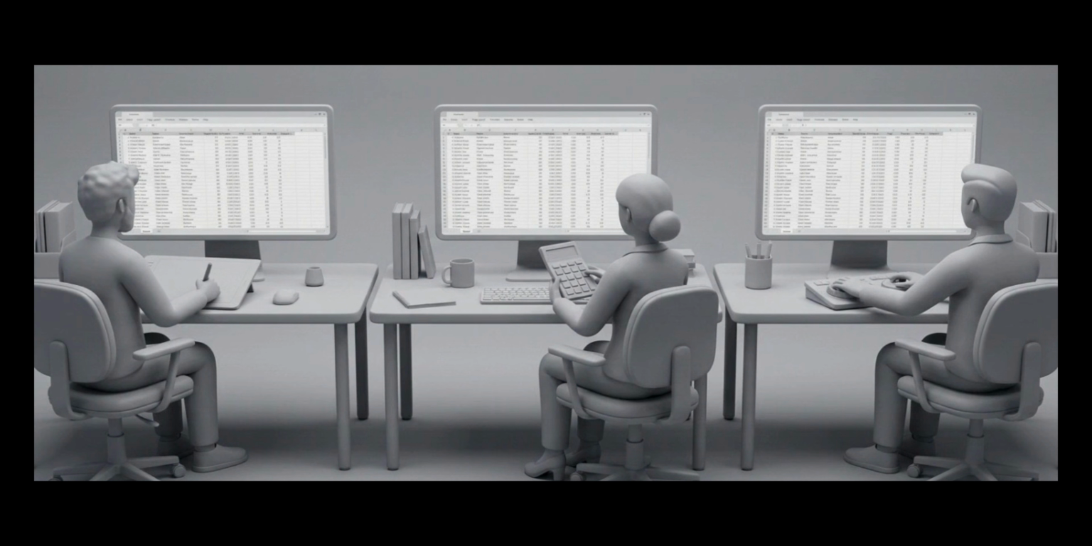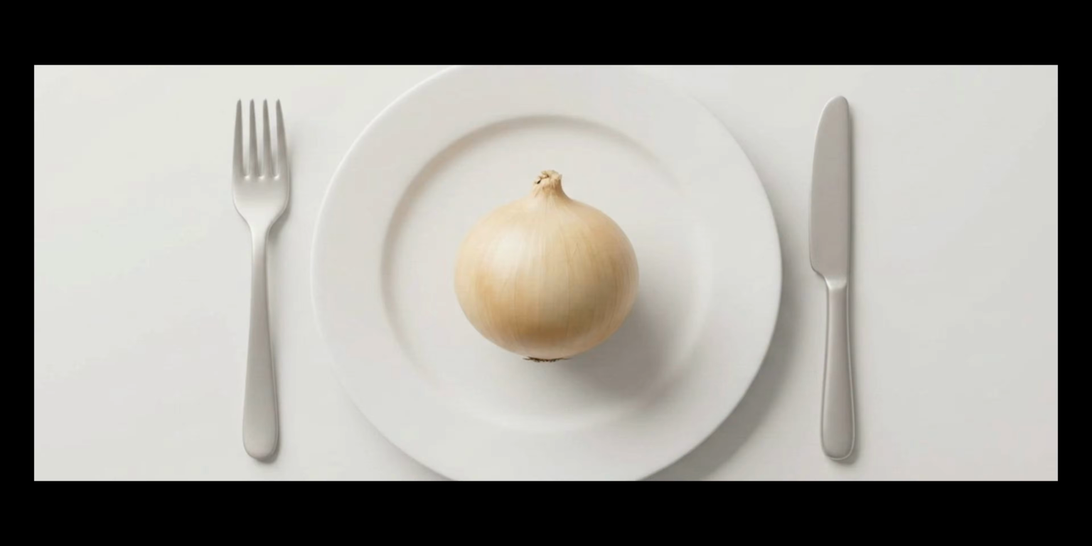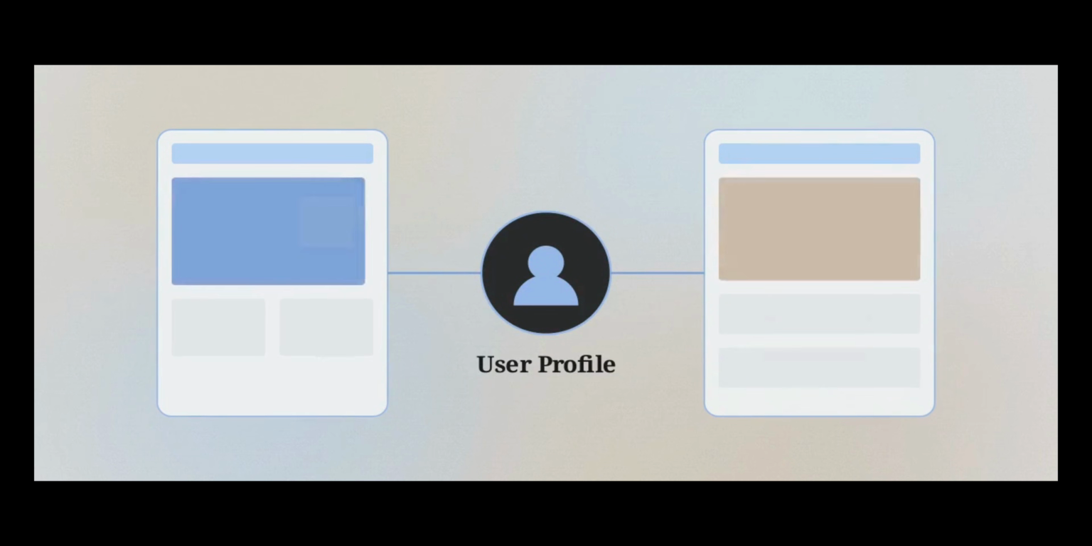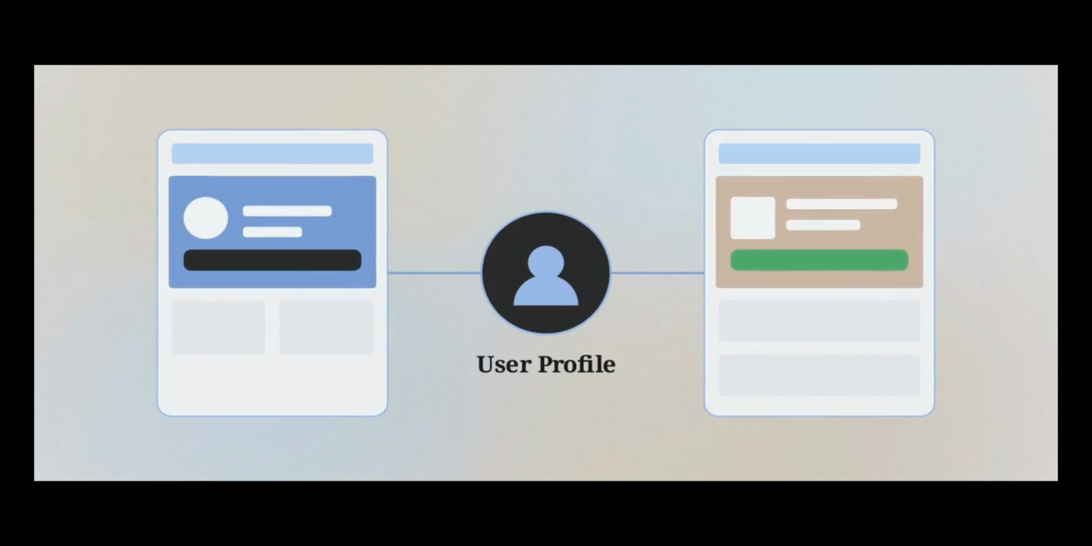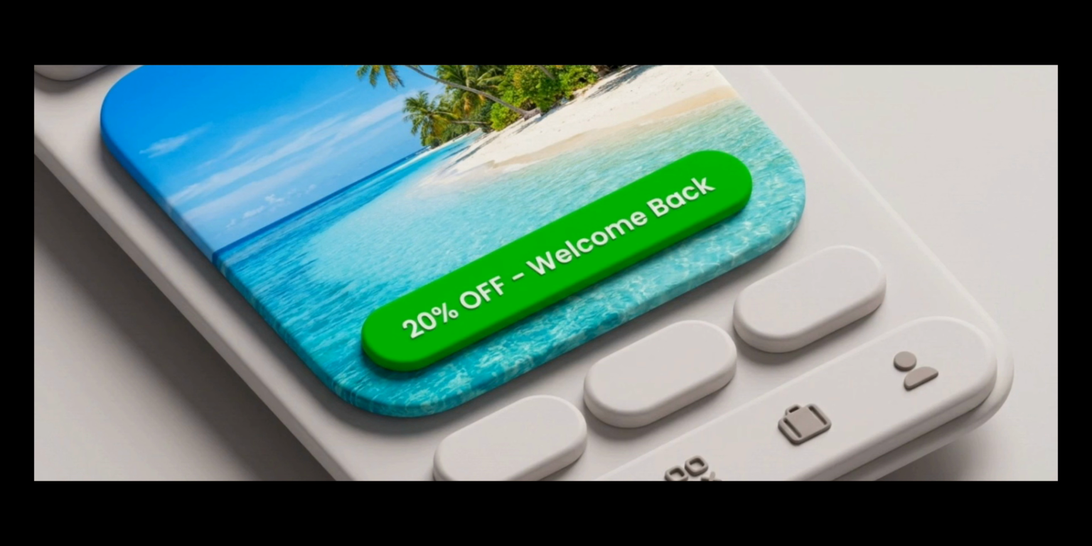Forcing every single user into a rigid, one-size-fits-all digital experience is like a restaurant forcing every customer to eat onions, completely ignoring their individual needs. Personalization solves this by allowing the system to actively adapt to a user's profile, like a travel site automatically highlighting discounts for destinations you recently searched.